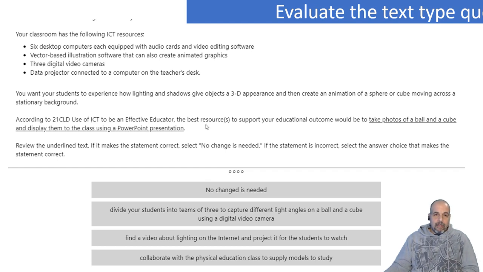To be an effective educator, the best resource or resources to support your educational outcome would be to take photos of a ball and cube and display them to the class using a PowerPoint presentation. It then says review the underlined text, basically this part here. If it makes the statement correct, select no changes needed. So does this actually support use of ICT for learning? Well, no, because they're not actually using ICT in any way. So no changes needed is not going to be the right one because it doesn't. And if the statement is incorrect, select the answer choice that makes the statement correct.